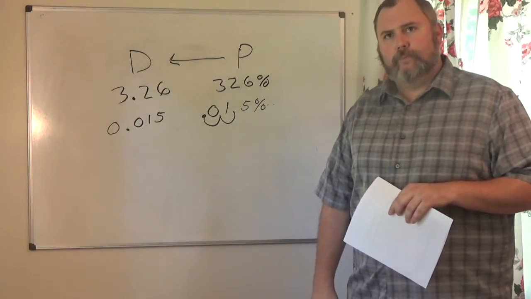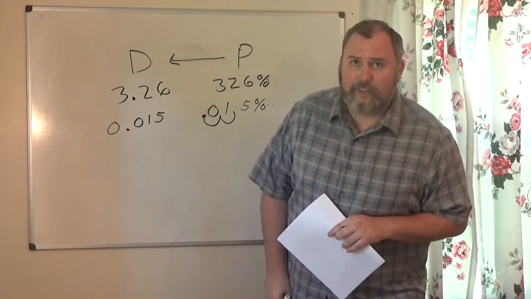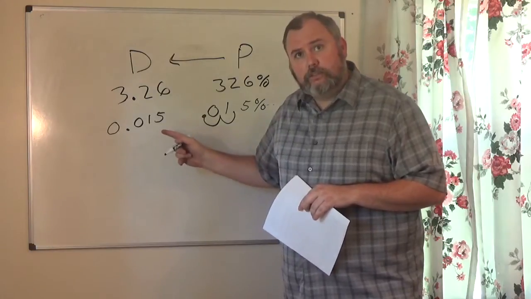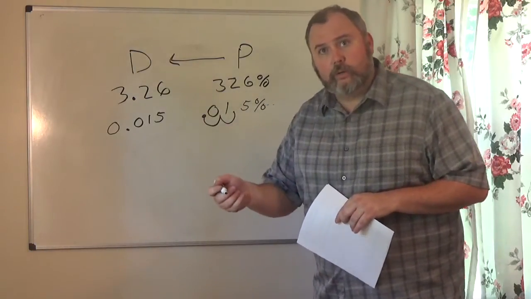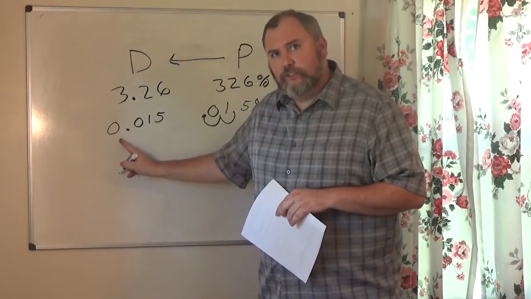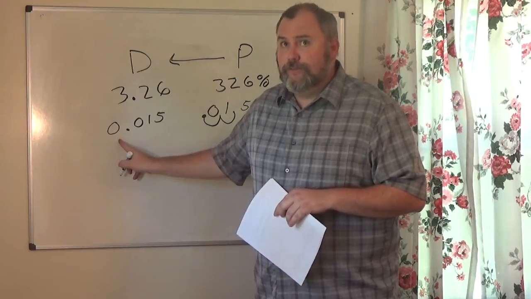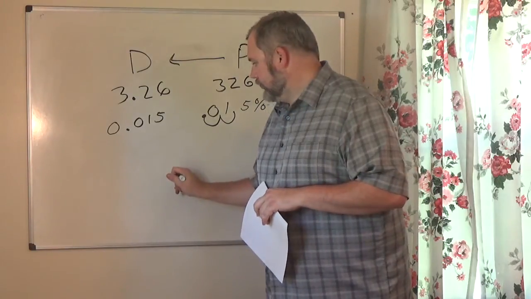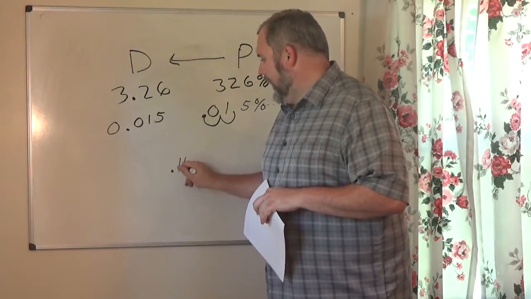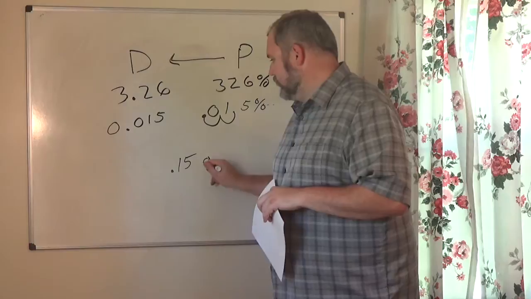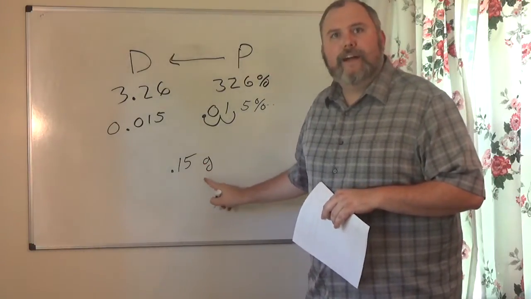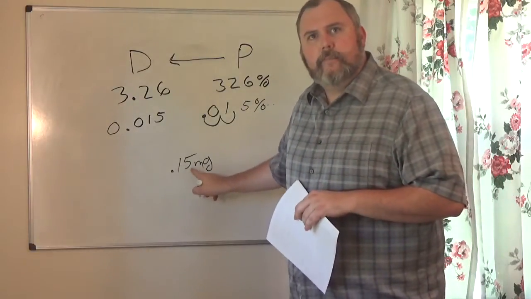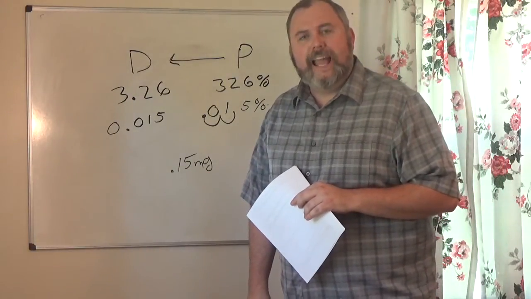0.015. Now, most of this class is done online, and so the computer doesn't make the distinction. However, in the real world, if you don't put that 0 there, your boss could fire you. Here's the reason why. Let's say I have this. 0.15 grams. Let's change that to milligrams. You're supposed to give somebody that amount of medication.